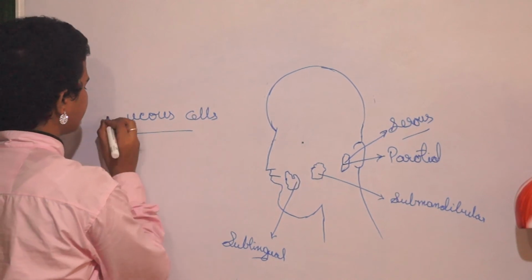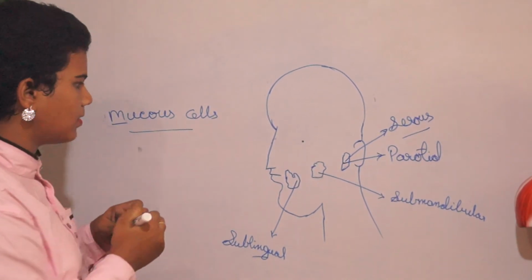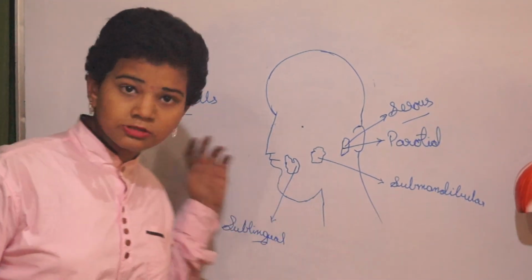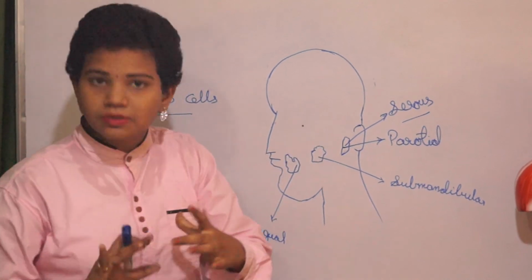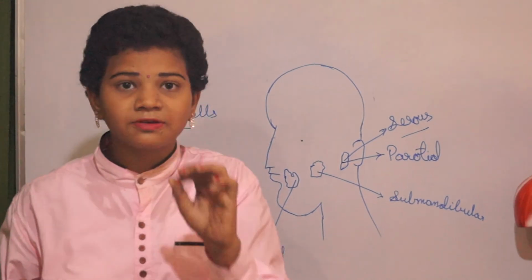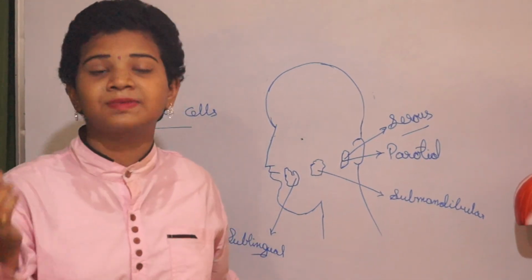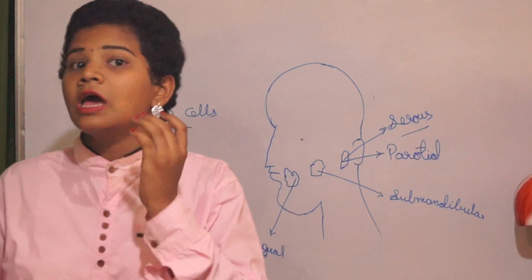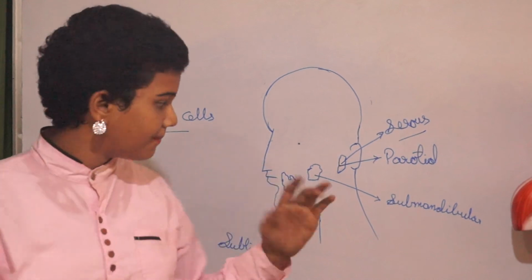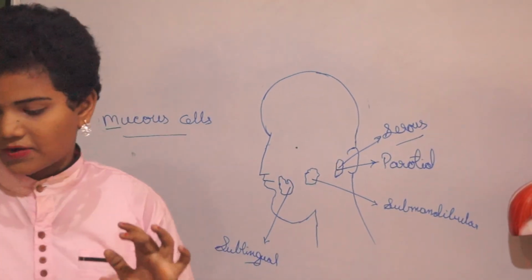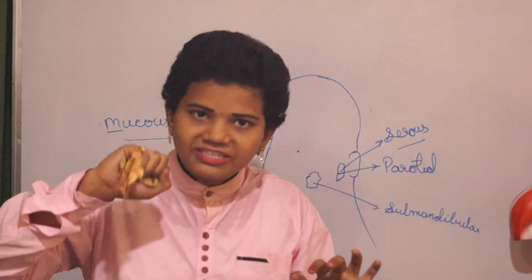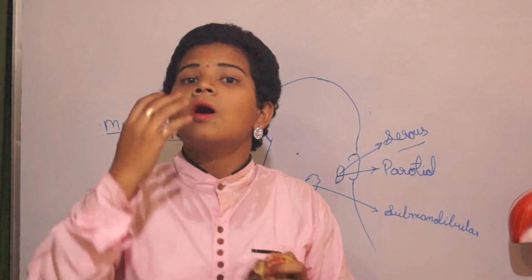Now the submandibular salivary gland and sublingual salivary gland contribute mucin content, mucus cells, which make the saliva thick in our mouth. The sublingual salivary gland is located below the tongue and the submandibular salivary gland is located somewhere here. Now, every salivary gland has its own tube to pour itself.